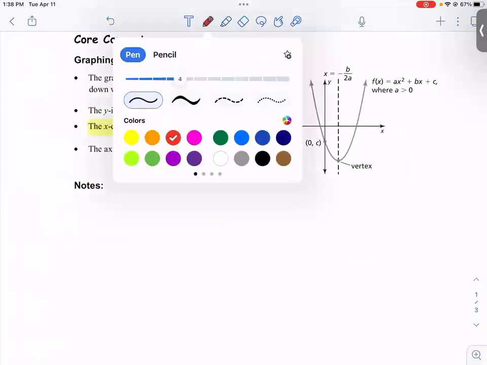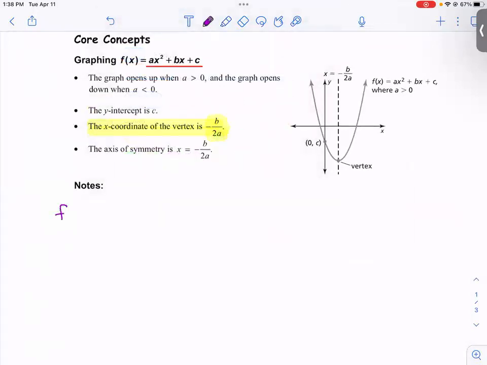So down here in the notes, I want you to write f of x is x squared plus 6x plus 11. Tell me something we already know about this parabola. Which way is it going to open? Up or down? Up. We know it's going to open up. Why, Amelia? Okay, our A is positive.